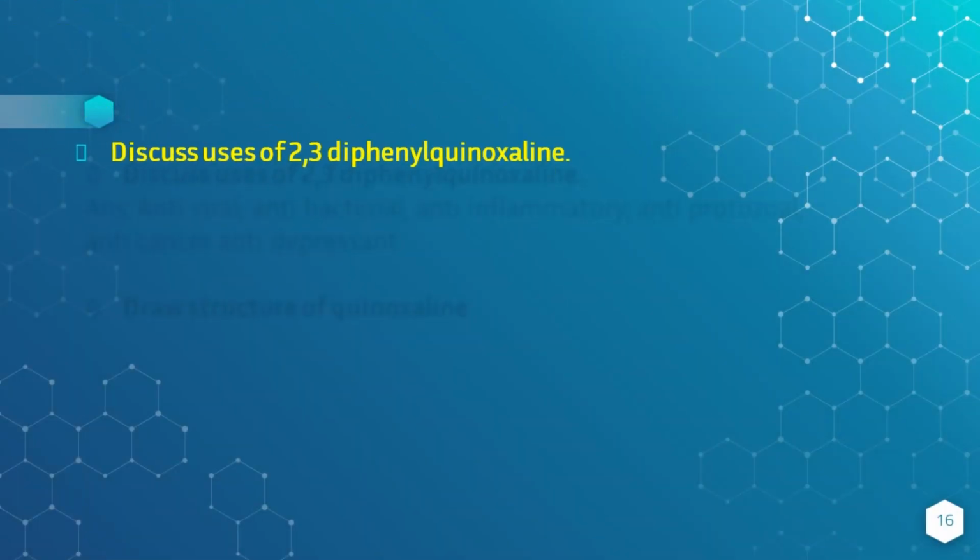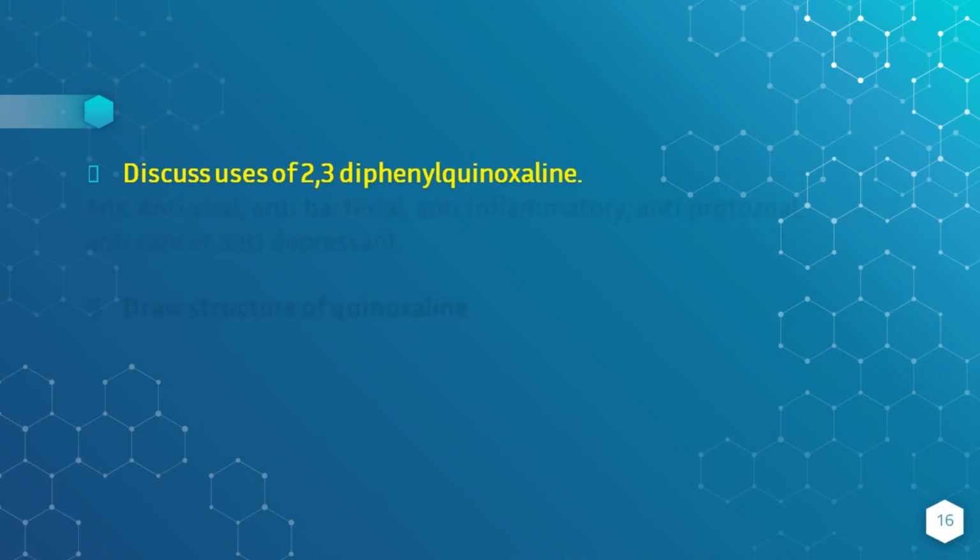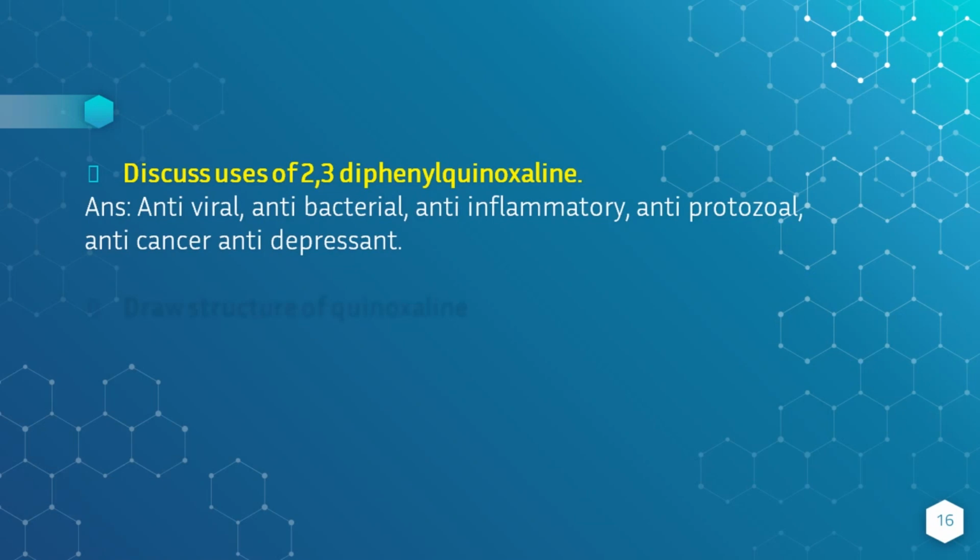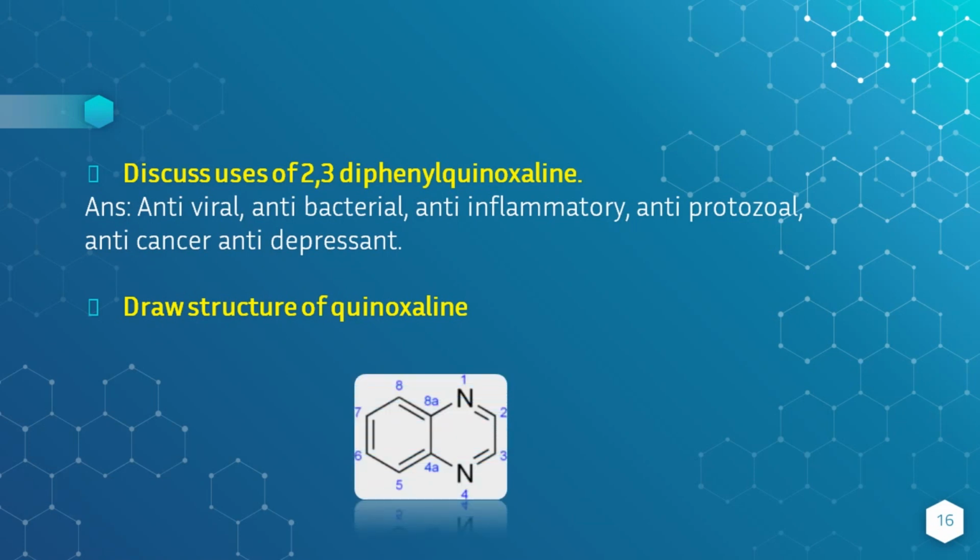Next question is, discuss the uses of 2,3-diphenyl quinoxaline. So it has a number of uses. It is used as antiviral, antibacterial, anti-inflammatory, antiprotozoal, anticancer and antidepressant. Draw the structure of quinoxaline. So we have already seen 2,3-diphenyl quinoxaline. The basic ring in this molecule is quinoxaline. You can see the structure, a benzene ring fused with a pyrazine ring. You can see the ring numbering.